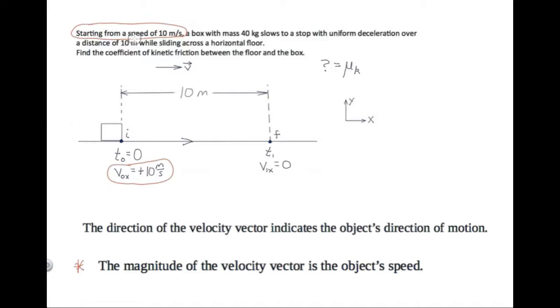The object begins with a speed of 10 meters per second. The speed represents the magnitude of the velocity vector. The object is moving to the right, so the magnitude of the x component is the same as the magnitude of the overall velocity, 10 meters per second. Remember to think in terms of components. Because this object is moving only in the x component, we're only expecting to apply kinematics to the x component. So I'm going to be writing down information about the kinematics variables specifically for the x component.